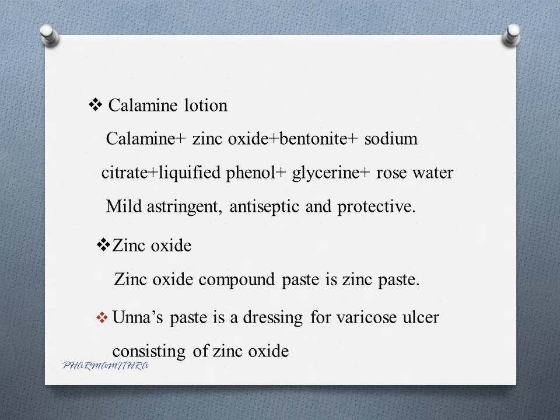The difference in calamine lotion is that in the lotion, in addition to the content, it includes calamine, zinc oxide, bentonite, sodium citrate, liquid phenol, glycerin, rose water, etc. It also has mild astringent, antiseptic, and protective action. The zinc compound paste is simply the zinc paste. If we find a question like Unna's paste, it contains zinc oxide. This is used as a dressing for varicose ulcer.